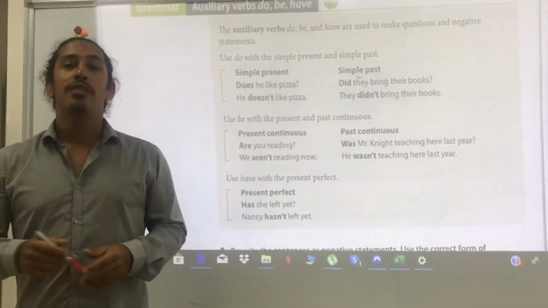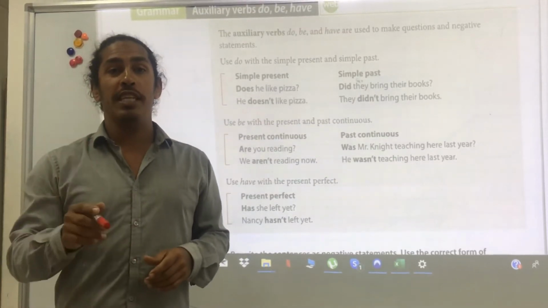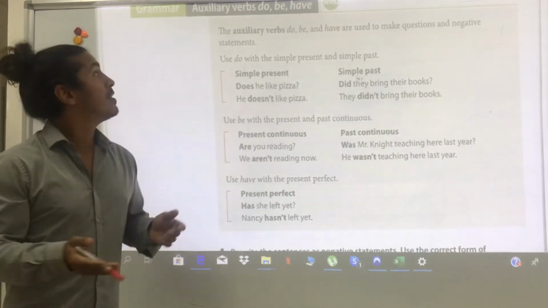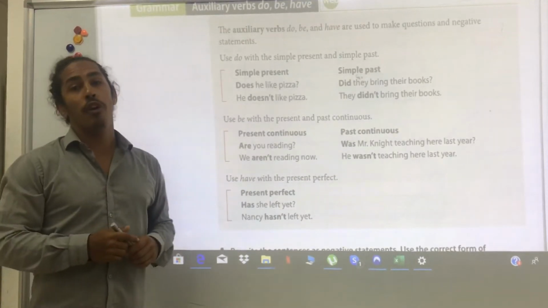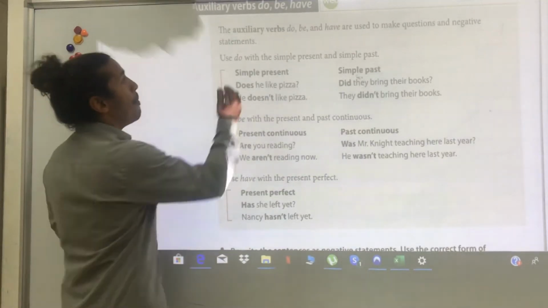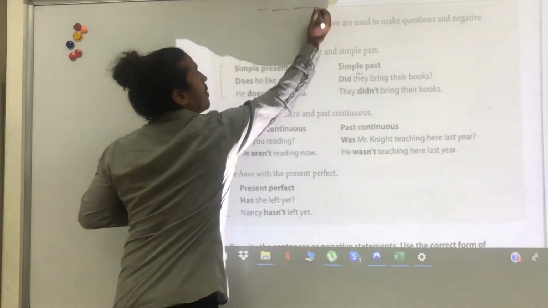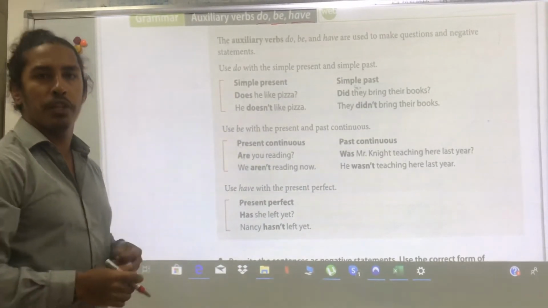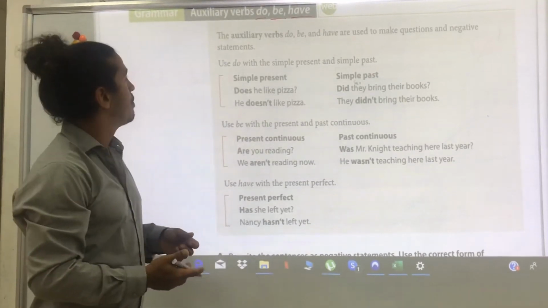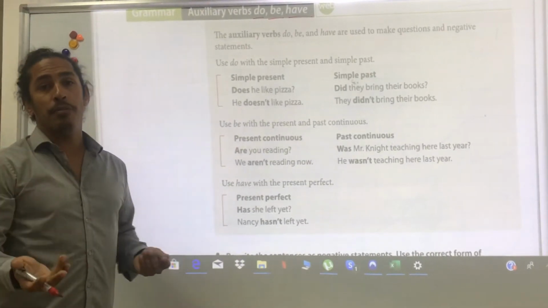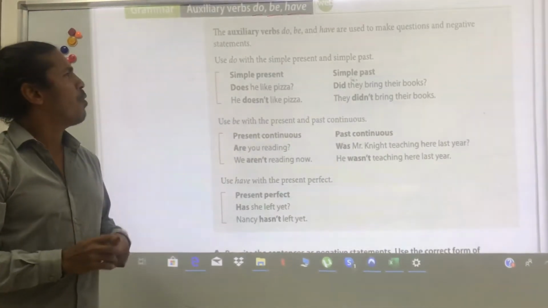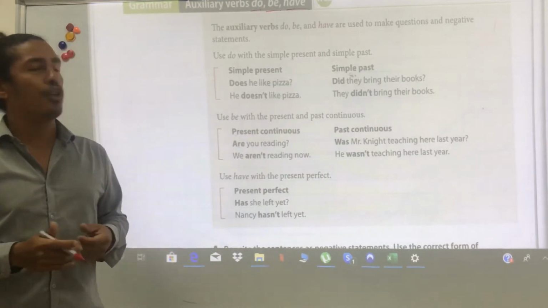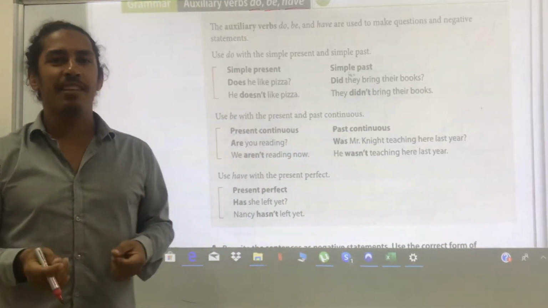Open up your books to Listening and Speaking, page 14, in the front of the book, all right? Today, we're talking about auxiliary verbs: do, be, and have. I know you guys are probably already familiar, but we're just going to do this as a refresher just to make sure that you understand entirely, okay? Now, auxiliary verbs. What are they? Auxiliary verbs do, be, and have are used to make questions and negative statements.